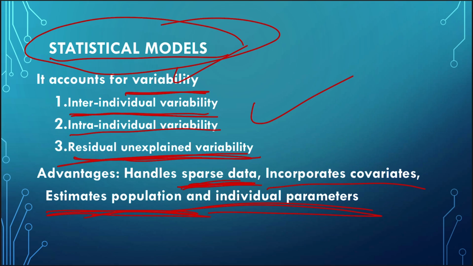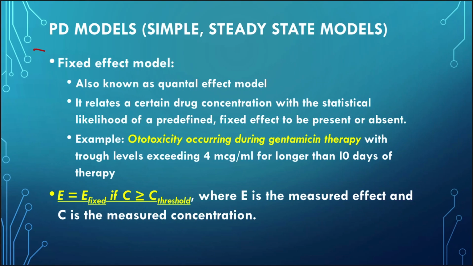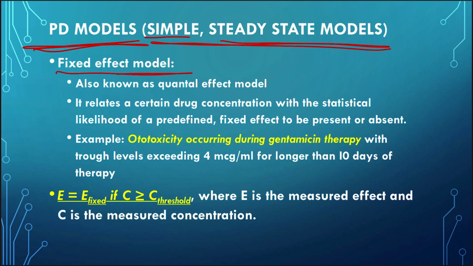Now coming to the PD models, that is pharmacodynamic models. Under that, the first broad classification is simple steady state models. Okay, that is steady state concentration and simple models. So under this we have several types of model. First is the fixed effect model. It is also known as the quantal effect model. So it is very easy to understand.